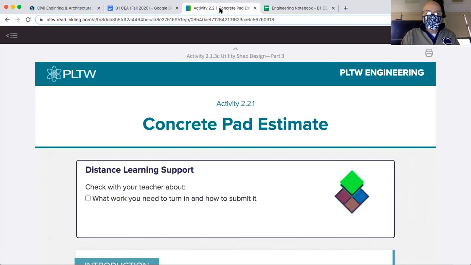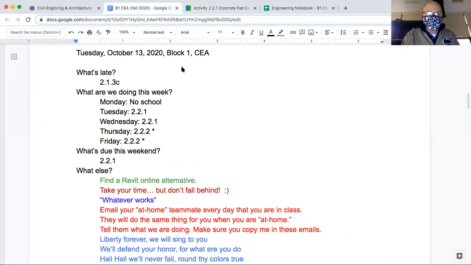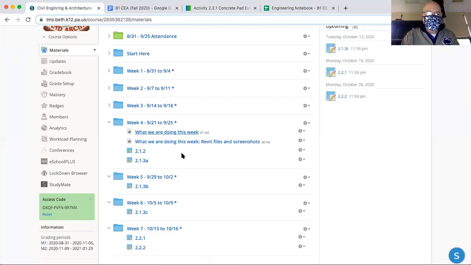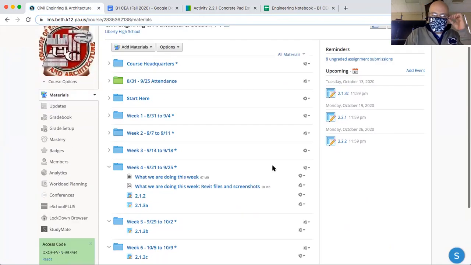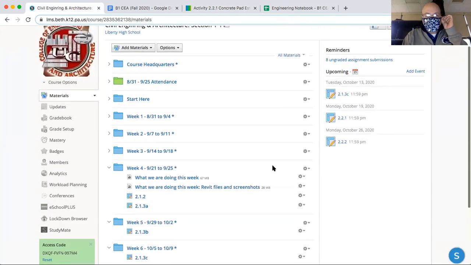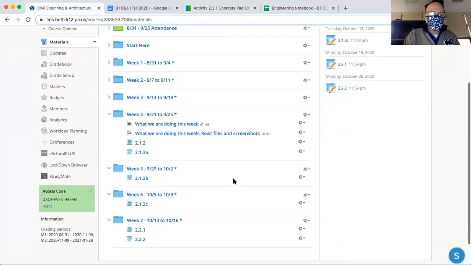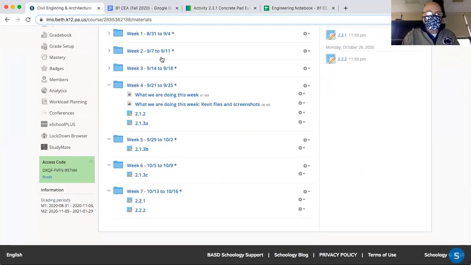Engineering Notebook, Project Lead the Way webpage. Make sure you check the announcements. Find a Revit online alternative if you can. And there are assignments that are due, will be due, and then in a week or two will be due. 8 of you turned in your assignment last night, and that's great. I think there's actually 10 of you in the class though, so 2 more of you need to get on it. That's it, I think.